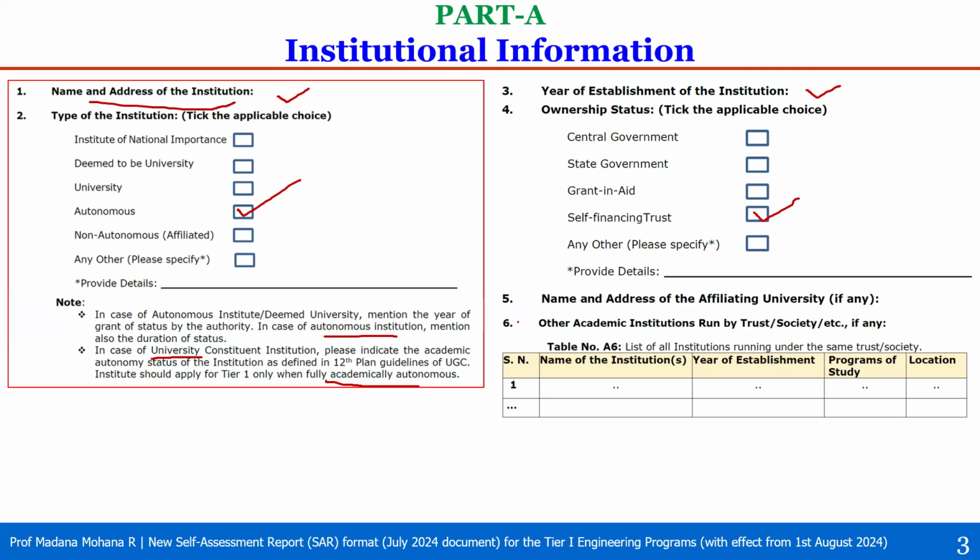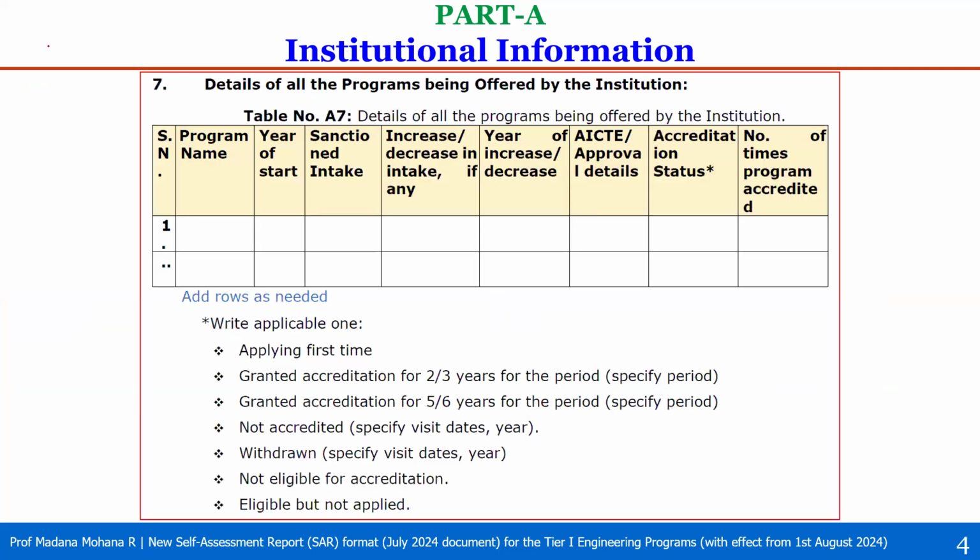For example, for point 6, the table number is given as A6: list of all institutions running under the same trust or society. So, a serial number, name of the institution, year of establishment, programs of study, and location we have to provide. Then the next point is details of all the programs being offered by the institution.